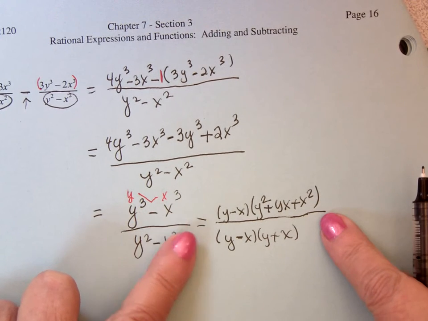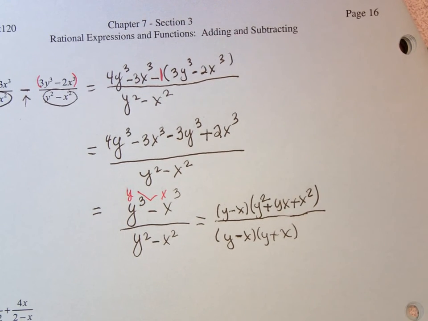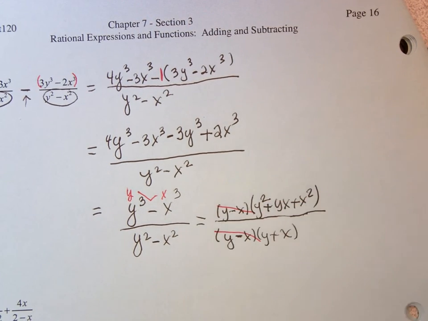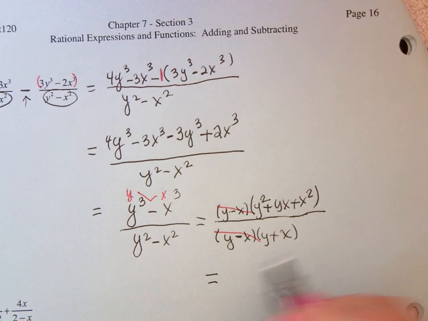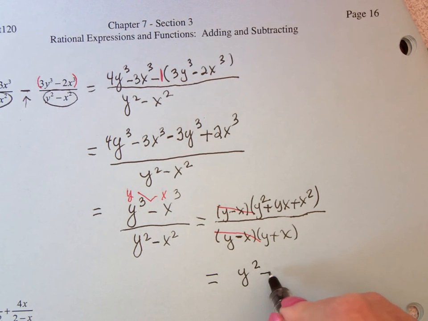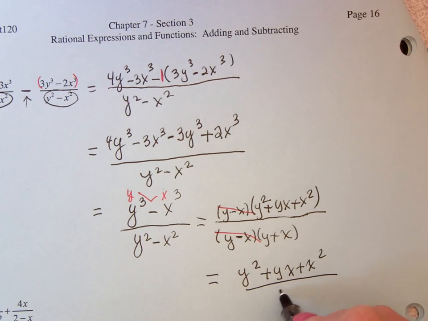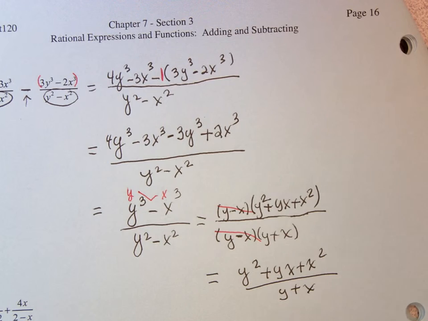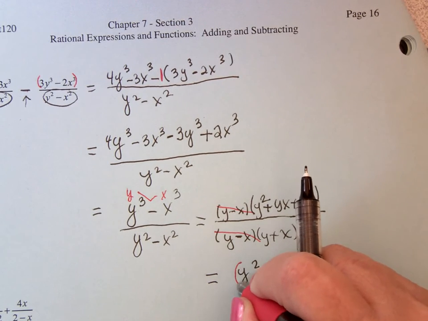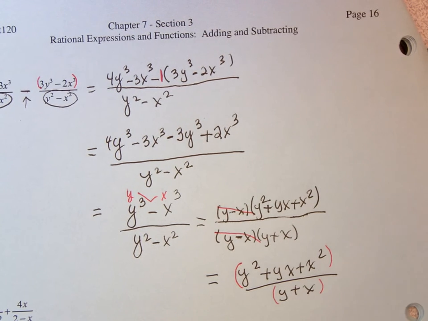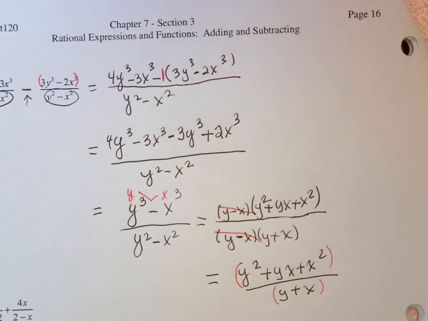Now, as I look at this, remember that trinomial does not factor. So the y minus x's reduce out. So what I'm going to be left with is y squared plus yx plus x squared all over y plus x. Now I can't reduce any more because, if you remember, this whole numerator is a grouping, this whole denominator is a grouping, and I can't separate a grouping except by using factoring. Since nothing factors, then I'm done with this problem.